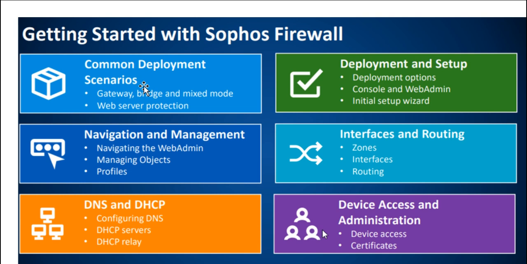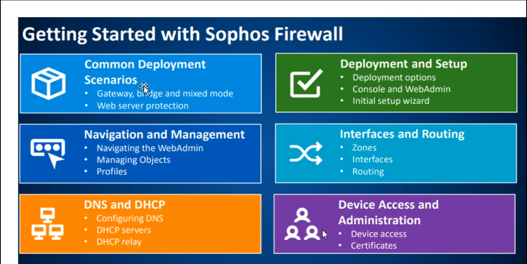We will look into navigation and management. We will see what navigation options are available on the web admin. We will see how we can manage objects by using the defaults or creating our own objects and profiles, and we can implement them in the firewall for configuration purposes. We will see the interfaces, what zones are, and what types of interfaces we can apply policies and routing to.